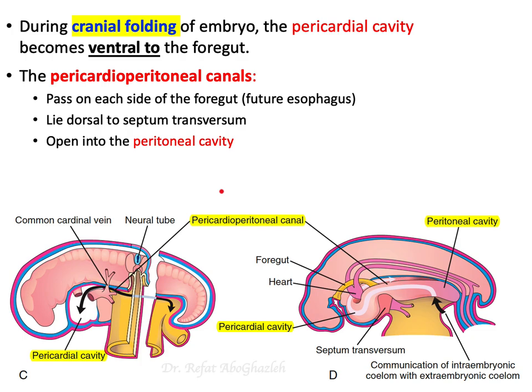I'm sure you know that the embryo has cranial folding. That means like that. If the embryo is like this, it's folding craniocaudally, we call it cranial folding. And also laterally, it folds laterally, we call it horizontal folding. So during the cranial folding, once the embryo folded because of the rapid development of the central nervous system, the embryo folded like that, right?